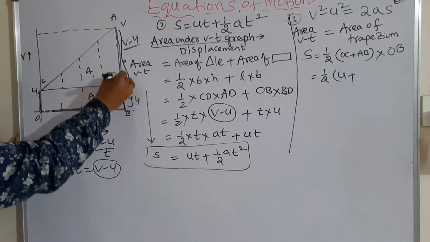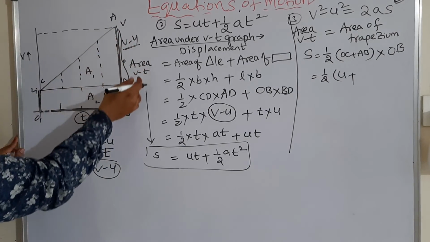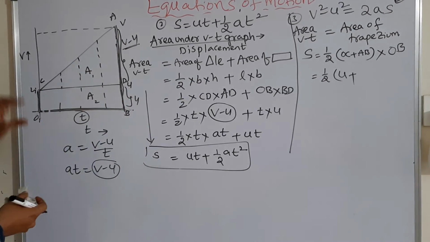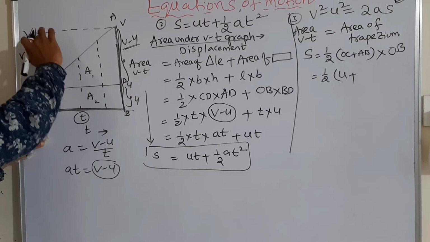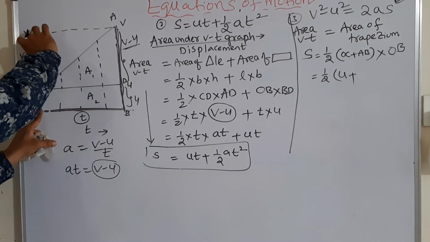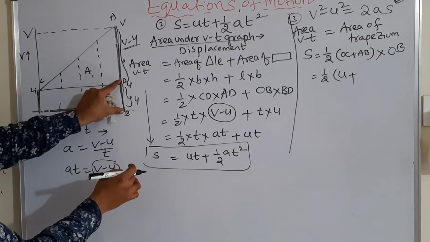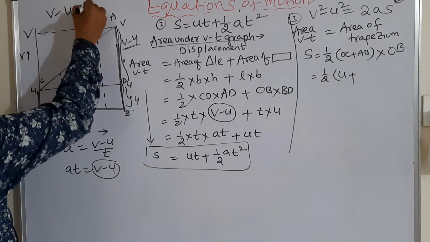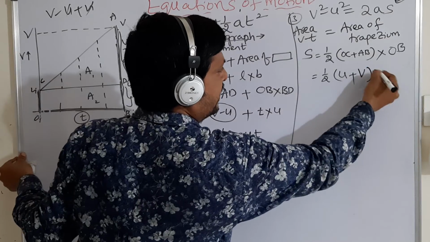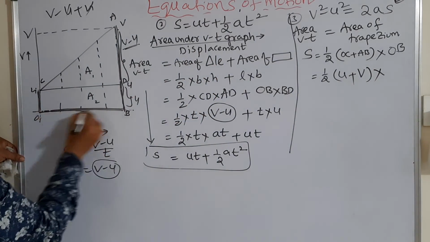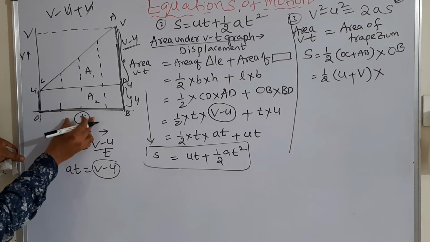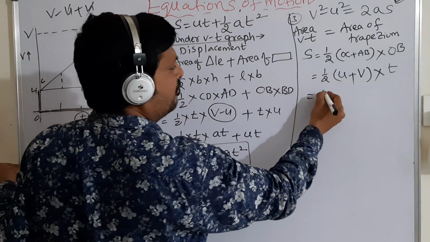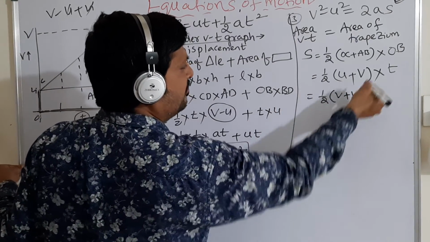This value is nothing but V minus U plus U. From here U, and this is V minus U. V minus U plus U is nothing but V. So AB is V, into OB. OB means this much length. What is this length? That is the x-axis, that is time. Into time. But we know very well there is no involvement of T.